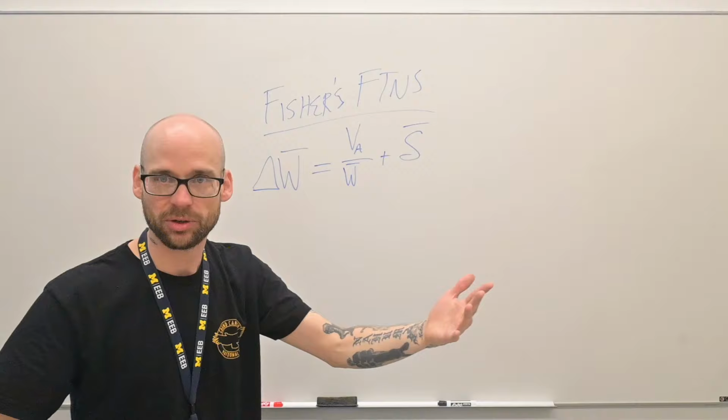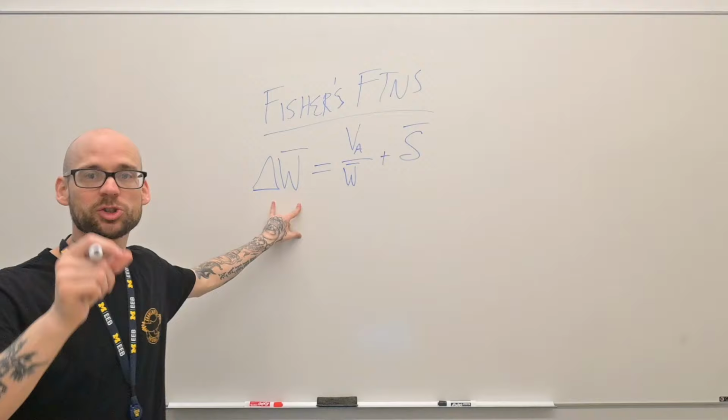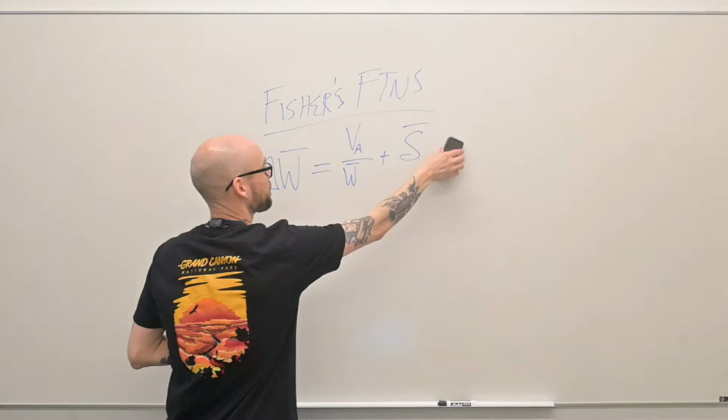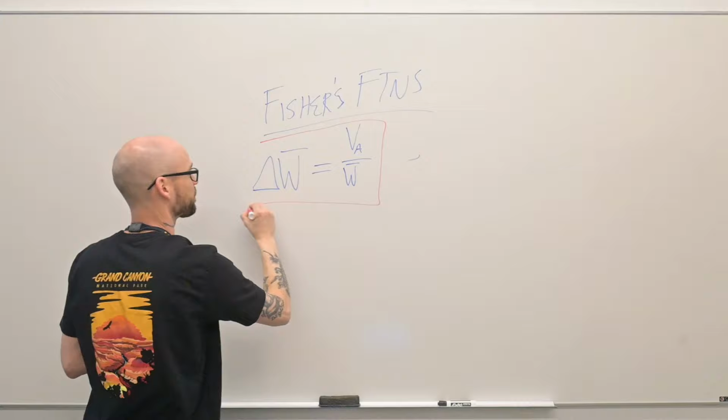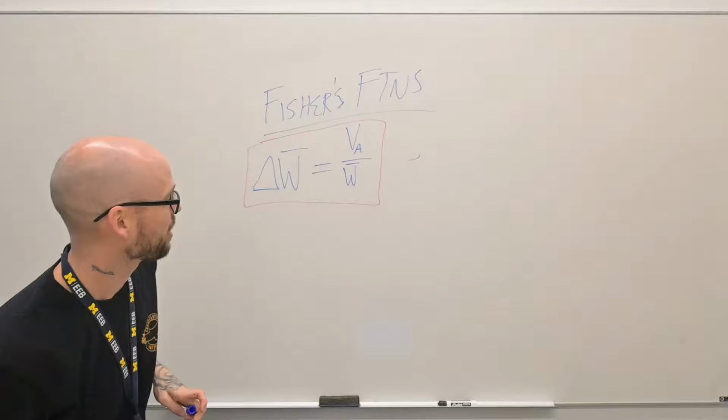Now, Fisher, importantly, was only concerned with the component of this fitness change that was due to natural selection. We just stated that this term is due to mutation, recombination, and other such effects, right? So, traditionally, Fisher's theorem is just written like this: the rate of change in mean population fitness is equal to the additive genetic variance in fitness at any point in time, okay? That's the mathematical statement of Fisher's fundamental theorem.